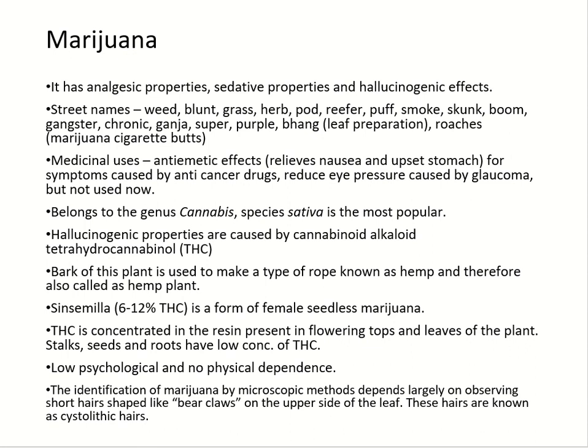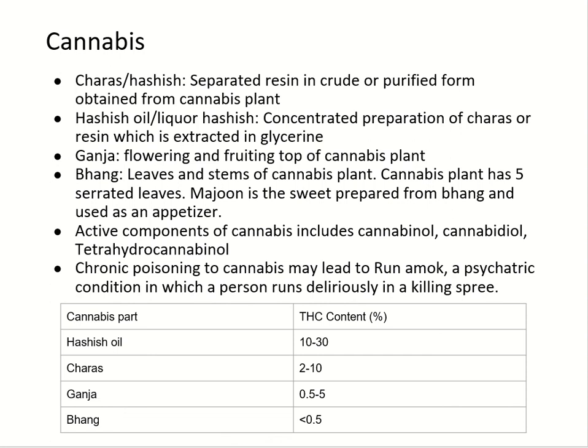Cystolytic hairs are used in the identification of marijuana using a microscope. About the cannabis plant: charas or hashish is the resin in crude or purified form. Hashish oil or liquor hashish is the concentrated preparation of charas or hashish, which is extracted in glycerine. Ganja is the flowering and fruiting tops of the cannabis plant. Bhang is made up of the leaves and stem of the cannabis plant.